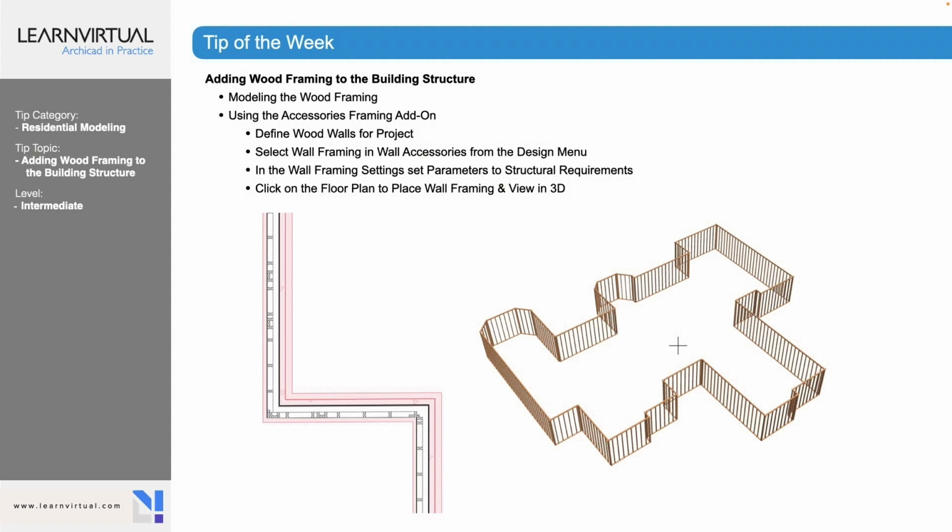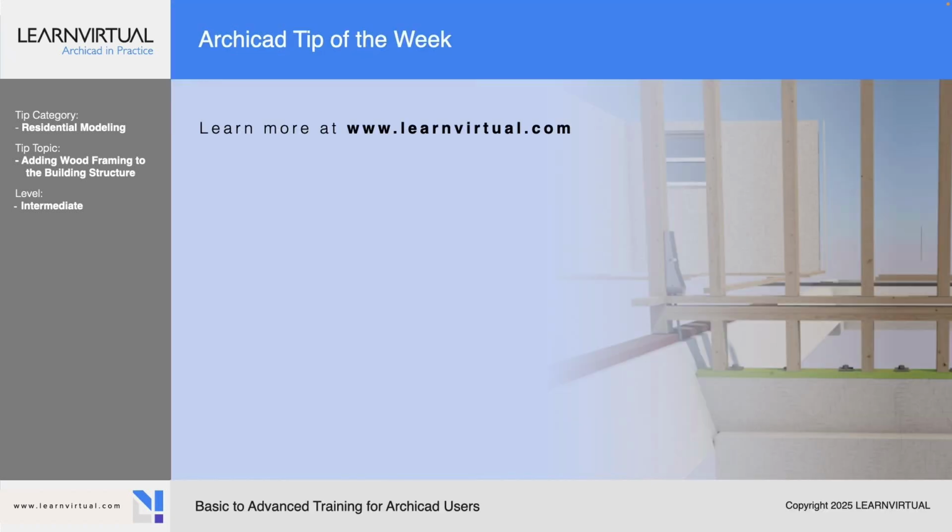And if you want to, you can click on the floor plan to place the wall framing, and then you view it in 3D. So if you simply go to the floor plan and select the wall framing and say show that in 3D, it'll only show that in 3D. And you can also create a view for that, so in the future, it only shows that as well. But this is what it does. It creates the framing for you automatically. And that is our tip of the week today.